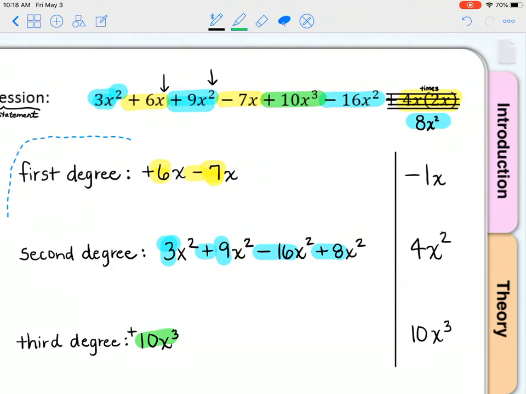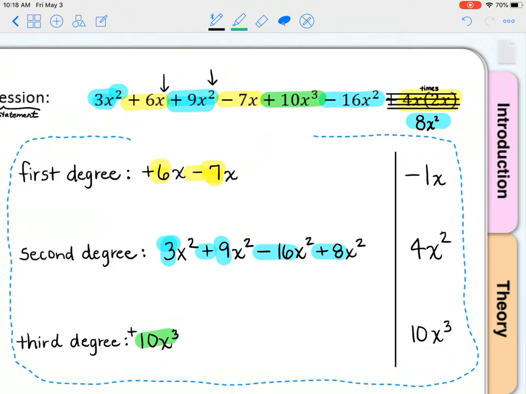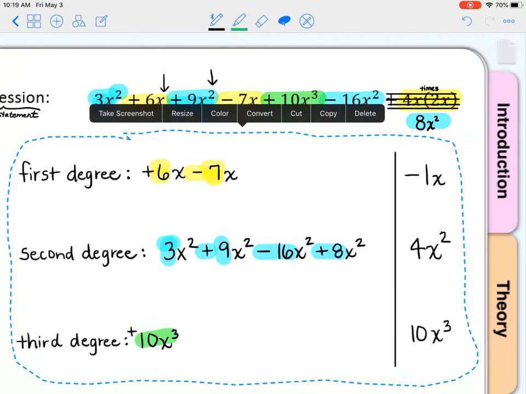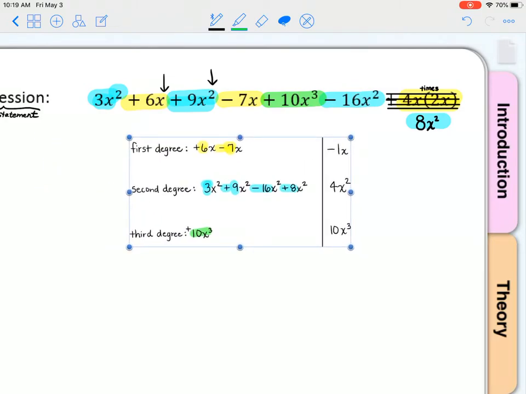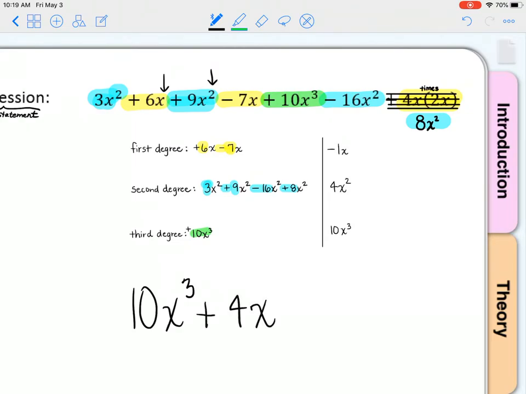Okay, the last piece of this problem. I'm going to shrink this down just a hair so I have a little more room. And here's the final simplification. We're going to put these in order, starting with the biggest. So 10x to the third, positive 4x to the second, minus or negative 1x. This is the simplified answer.